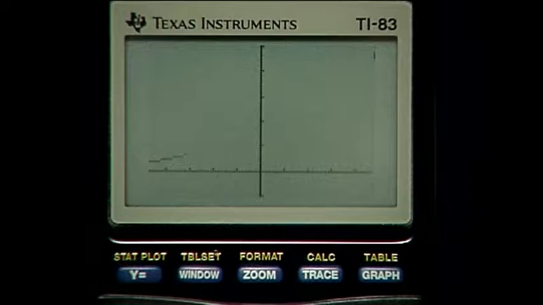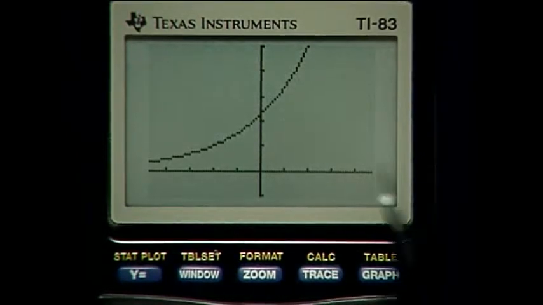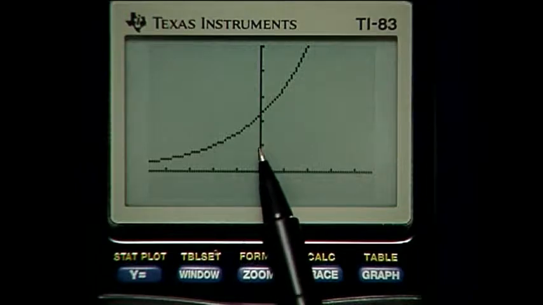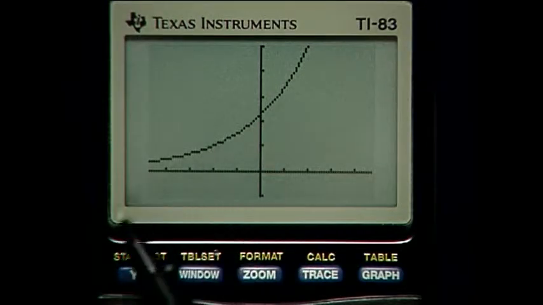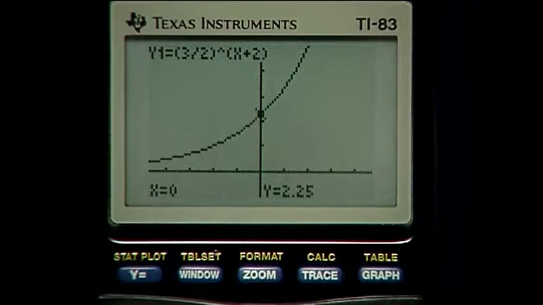And as expected, it is simply a shift 2 to the left of a graph that would go through the point 0, 1. If we were graphing 3 over 2 to the x power, it would go through this point, and this new graph is just shifted over 2 from that position. Pressing trace, we can verify one of those points that we had evaluated just a few moments ago. If I cursor over to where x is 1, we see that y is indeed 3.375.